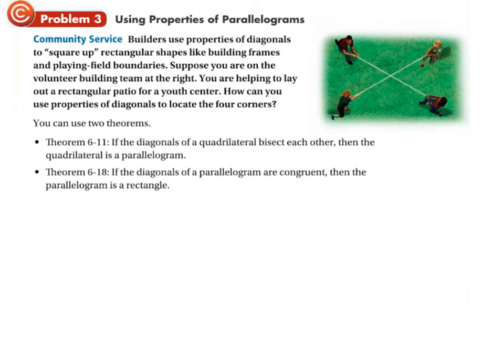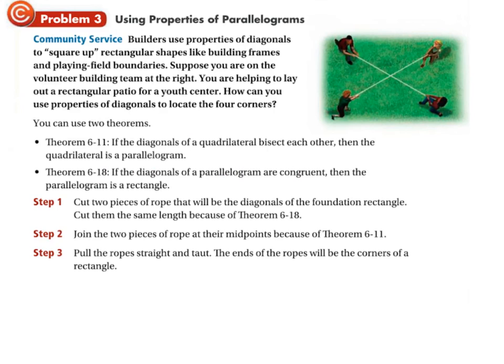You say, okay, first we're going to cut two pieces of rope that will be the diagonals, and we're going to cut them the same length because we want them to be congruent so that it's a rectangle. We need to make sure that they join at their midpoints because from theorem 6-11, if it's a parallelogram, they bisect each other. So we join them at the midpoints right there. Okay, they're the same length, so we know it'll be a rectangle, and then you pull them straight and taut. And the ends of the ropes will be the corners of the rectangle.